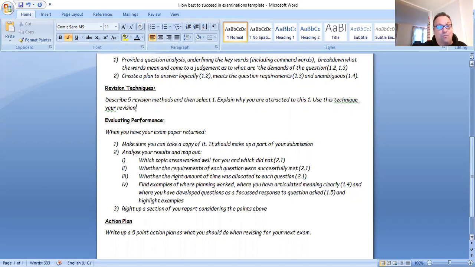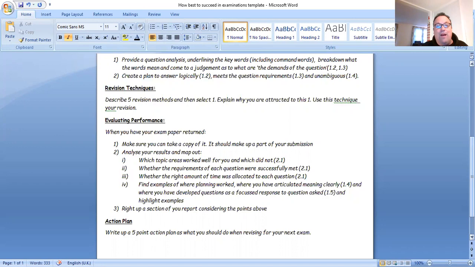Analyze what it has. First of all, look at the feedback that Lola gives you, and then look at how the exam went. Which areas worked for you and which did not? Highlight whether the requirements of the questions were successfully met. Did your planning work? Did you manage to decipher what the requirements of each question were? Whether the right amount of time was allocated to each question. If not, is there a time management issue that you need to reflect upon?